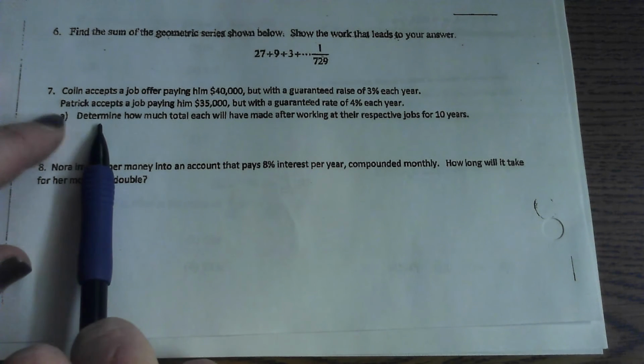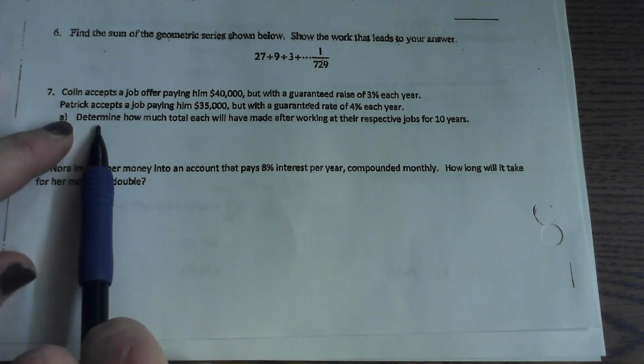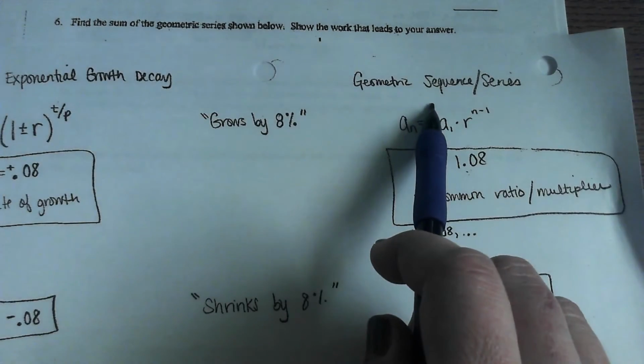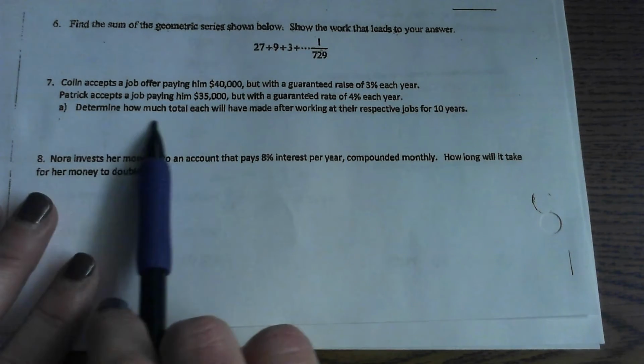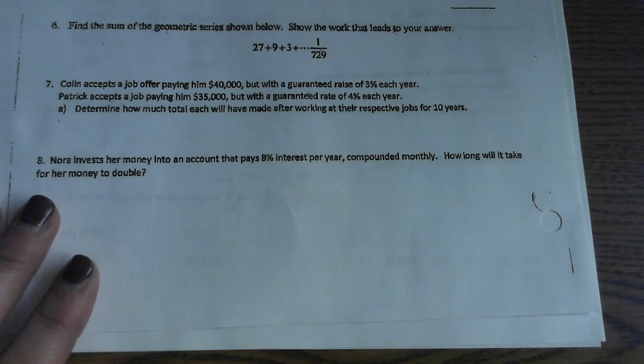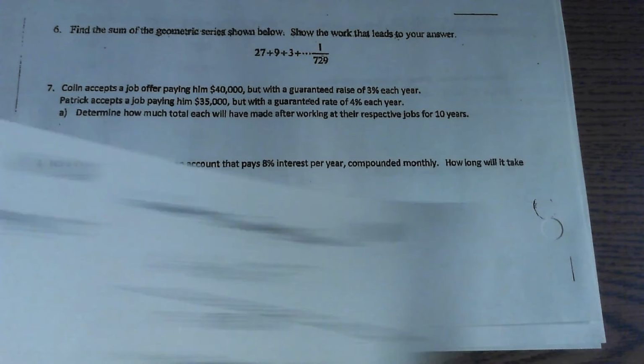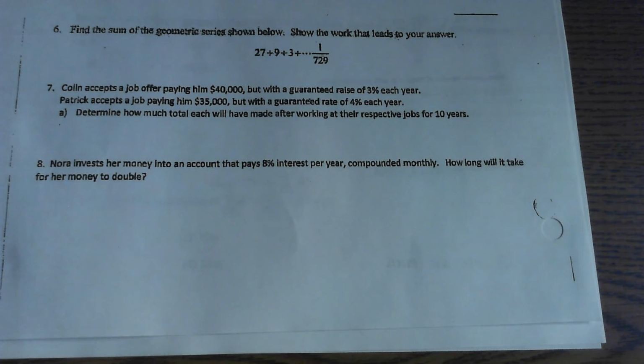So in the question, we're going to have one keyword that pretty much gives away whether this is exponential growth decay or whether this is geometric sequence series stuff. Determine how much total each will have made after working at their respective jobs for 10 years. What's the keyword that gives away whether this is geometric sequence series or exponential growth decay? Can't pick on Sierra because I think we maybe talked about this morning. Chloe, what do you think?